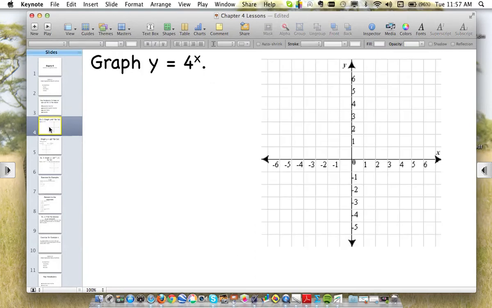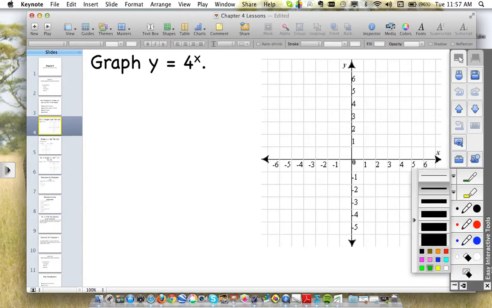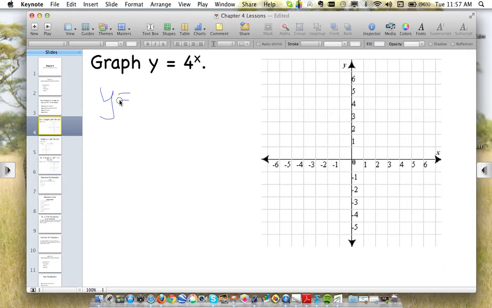Normally, when we are graphing a function, we'll look at the example from here. Let's get into our pen. I like blue. So normally when we see a function, it is in the form of y equals b to the x. This is called an exponential function.